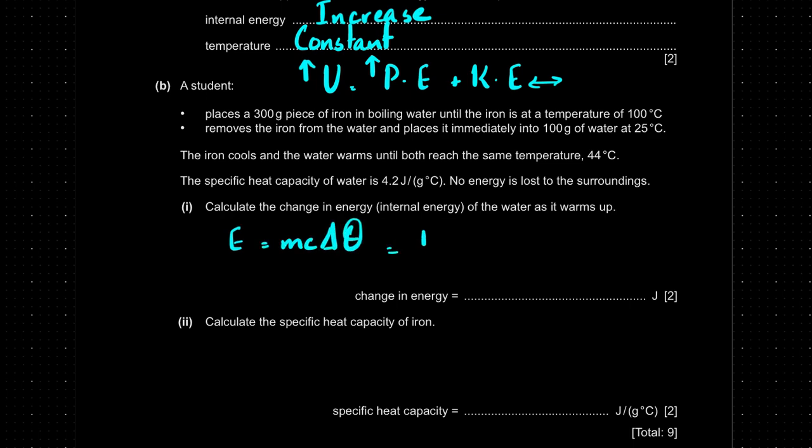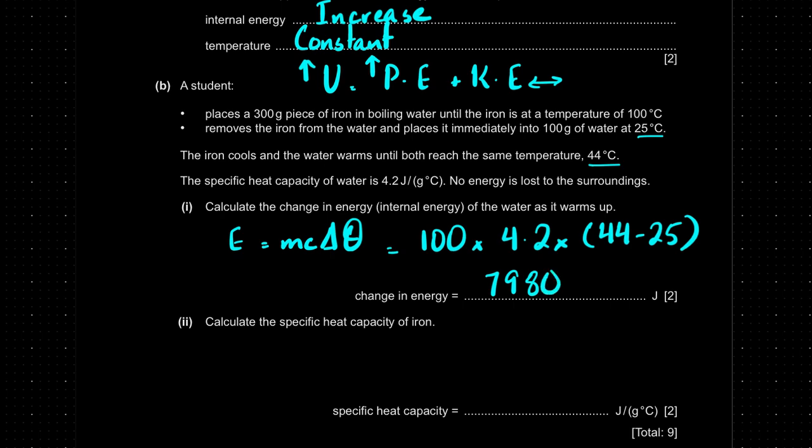Q = mcΔθ, m is 100, c is 4.2, and in Δθ, it starts out from 25 and goes up to 44. So 44 minus 25 gives 7980 joules. Calculate the specific heat capacity of iron.